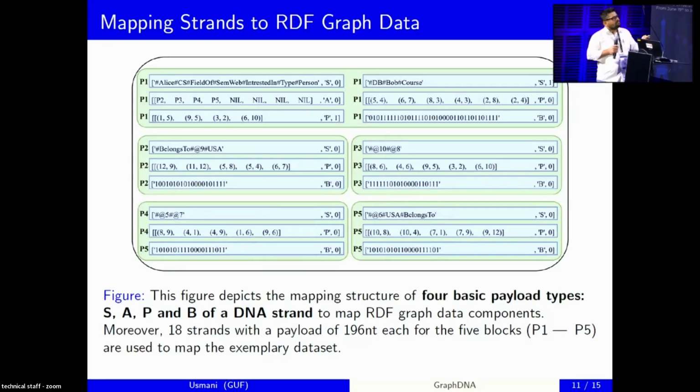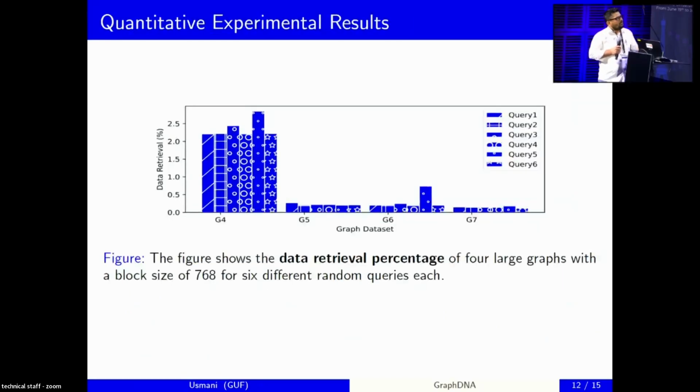Using this block-based method, we retrieved less than 1% of the data for 3 different graphs, and for one graph we go beyond 1%, but it is still below 2.5%. So we retrieve only 2.5% partial data while running only 2 sequencing runs.